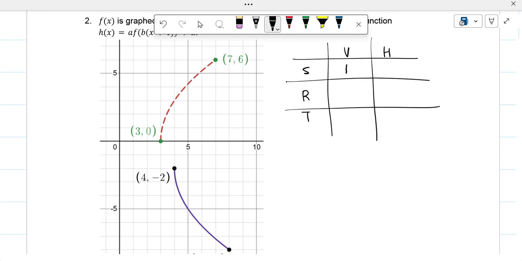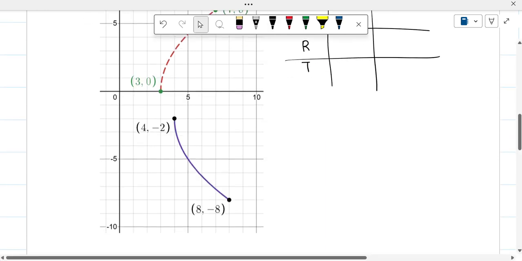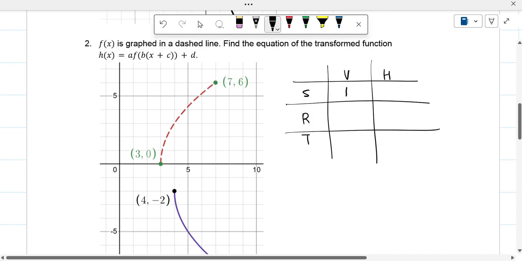What about for the horizontal stretch? The domain, or the width of it, is 3 to 7, so it's 4. And my new graph goes from 4 to 8, so that's also 4. So I think that also tells you that horizontal stretch is still 1.